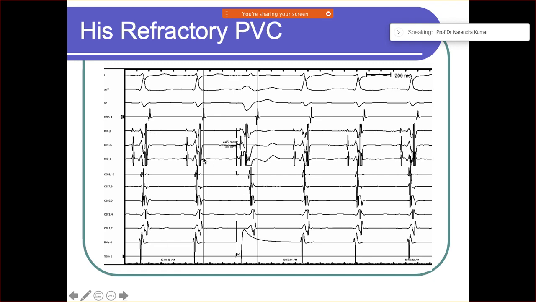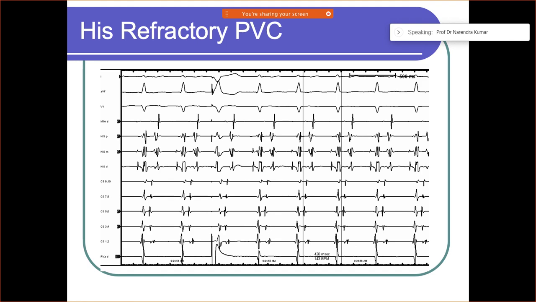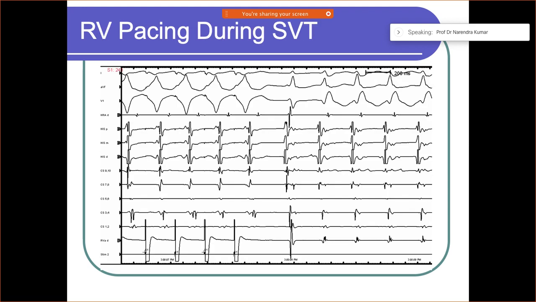Then you try to see for the AA interval, is it the same or not? Are you able to pull in or not? On the basis of that only, you are able to tell the His refractory PVC. Did it affect, is it able to pull in or not? And on the basis of that, you further differentiate the tachycardia.